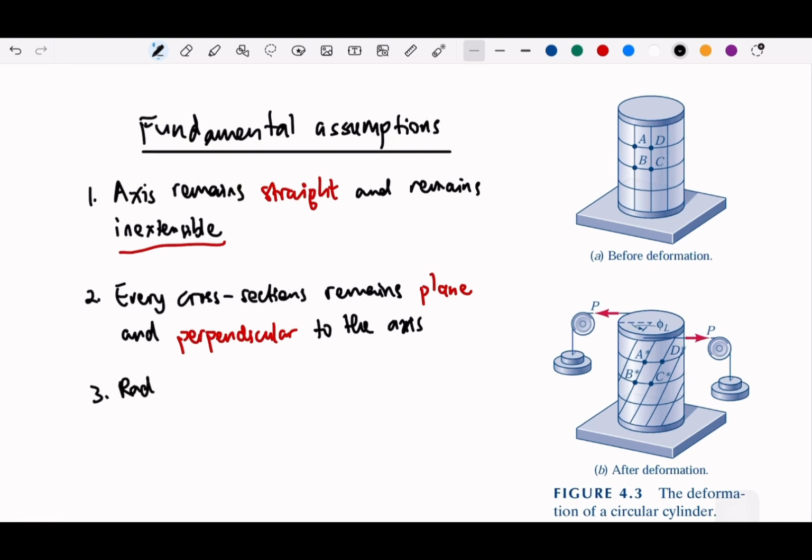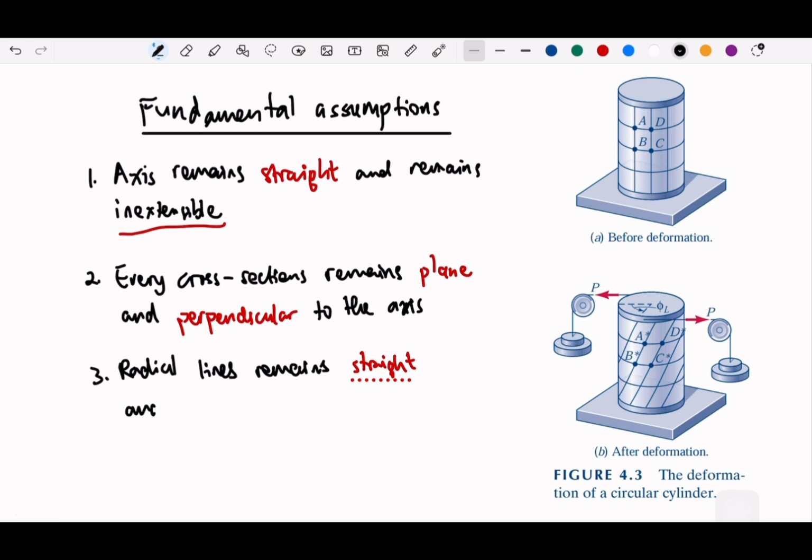And radial lines remain straight. This is aligned with the axis. And radial lines remain straight as the cross section rotates about the axis.